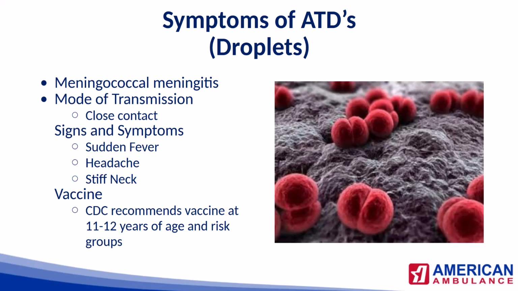Meningococcal meningitis is a serious bacterial infection which inflames the protective membranes covering the brain and spinal cord. This disease is primarily transmitted through close contact with an infected person's respiratory or throat secretions, such as through coughing, sneezing, kissing, or sharing utensils. The onset of meningococcal meningitis is often sudden, characterized by symptoms including a high fever, severe headache, and a stiff neck. Other symptoms may include nausea, vomiting, sensitivity to light, and altered mental status.